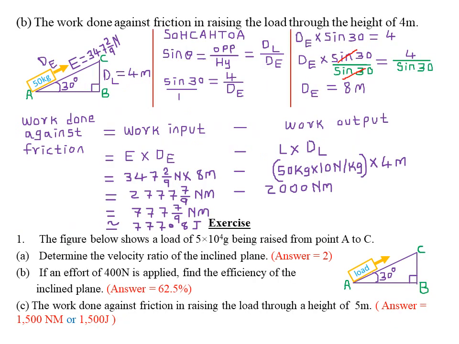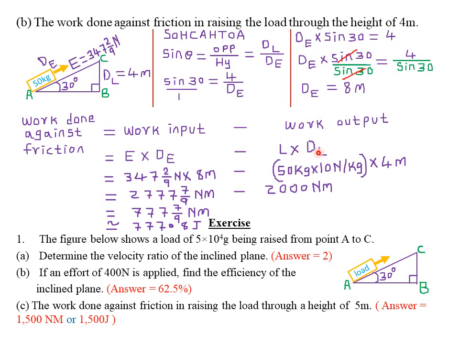Then part B, they want us to find the work done against friction in raising the load through the height of 4 meters. So we know that the work done against friction is equal to the difference between work input and work output. We have shown from our previous lesson that the work input will be equal to effort times the effort distance. Then work output will be given by load times the load distance.